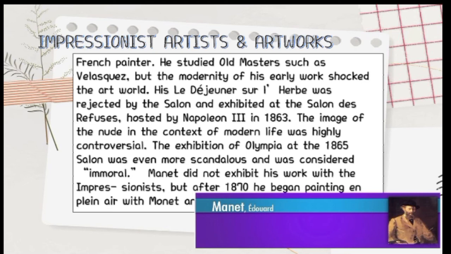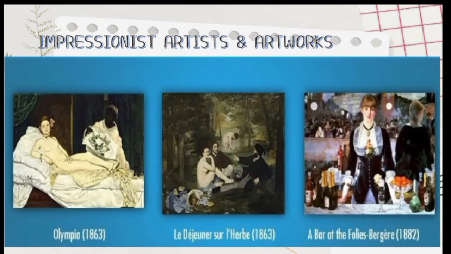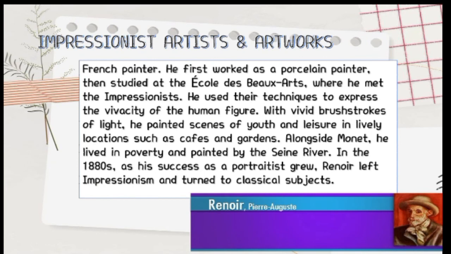Manet did not exhibit his work with the Impressionists, but after 1870, he began painting en plein air with Monet and lightened his style. Le Déjeuner sur l'herbe, originally titled Le Bain, is a large oil-on-canvas painting by Edouard Manet, created in 1862 and 1863. It depicts a nude and scantily dressed female bather on a picnic with two fully dressed men in a rural setting.